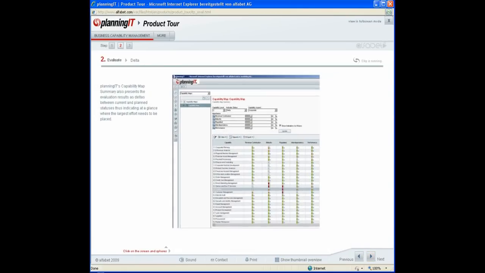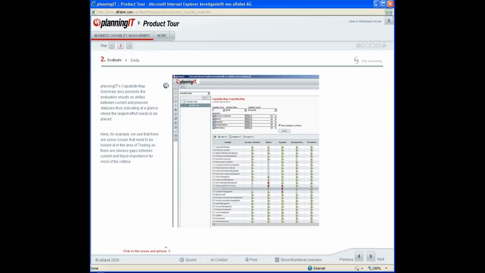Delta. planningIT's Capability Map Summary also presents the evaluation results as deltas between current and planned statuses, thus indicating at a glance where the largest effort needs to be placed. Here, for example, we see that there are some issues that need to be looked at in the area of trading, as there are obvious gaps between current and future importance for most of the criteria. At this point, demands can be generated for IT to research specific areas of IT support for the business.